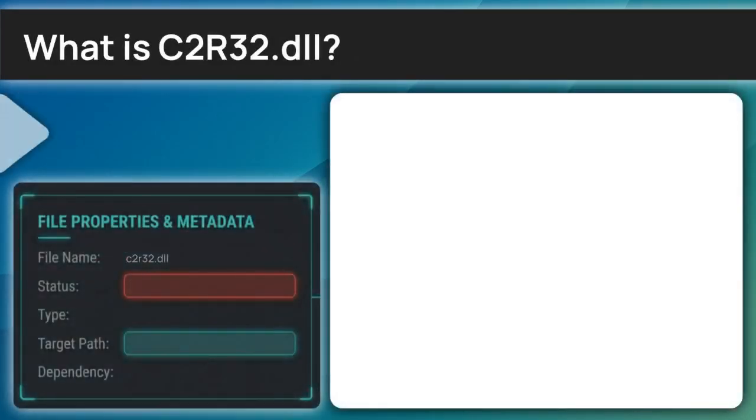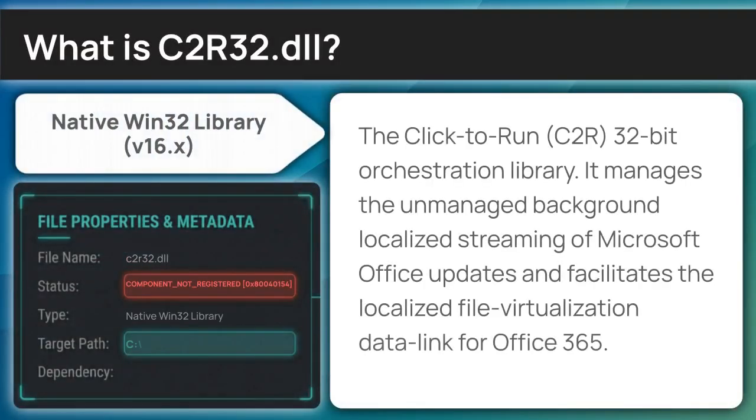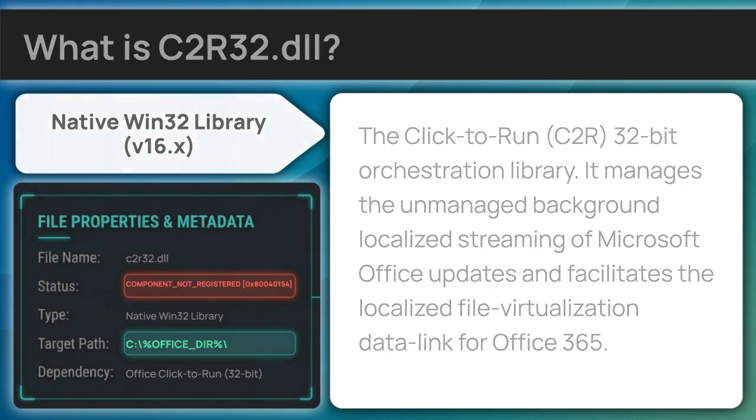This is the c2r32, the Click-to-Run C2R 32-bit orchestration library. It manages the unmanaged background localized streaming of Microsoft Office updates and facilitates the localized file virtualization data link for Office 365. Now that the background is clear, let's walk through the actual installation steps.